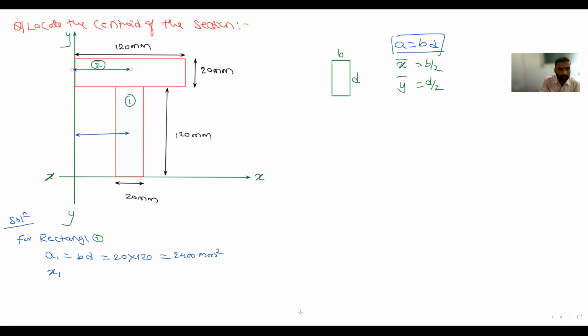So I want to calculate the x1 for the first one. Now by looking at the figure, can you tell me how much the total is? 120. ये बीच में कितना है इधर? 20. 120 minus 20 करो, कितना आ जाएगा? 100. It is symmetrical.